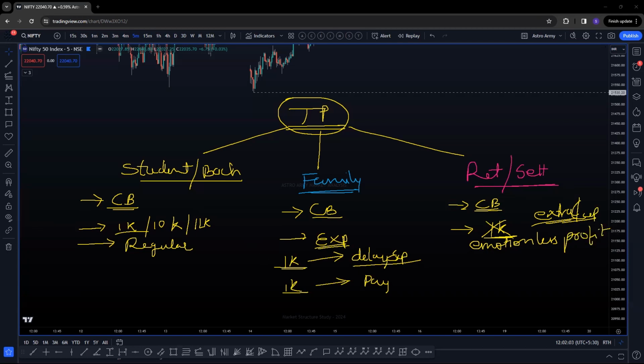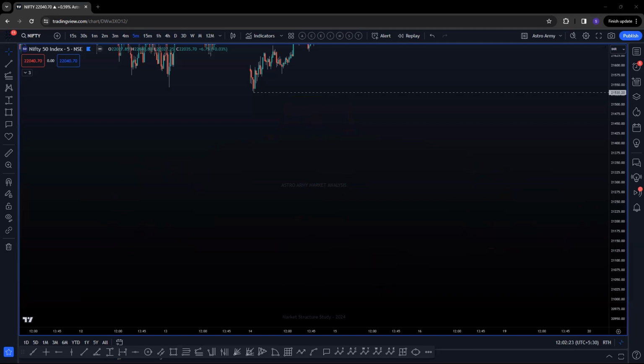Now, what is the best approach for these people? You have understood how people think in different categories. The most important part: I'll remove everyone and put everyone in a single simple category called trader. Now this trader has two phases. One is the capital building phase, the other one is not the capital building phase.